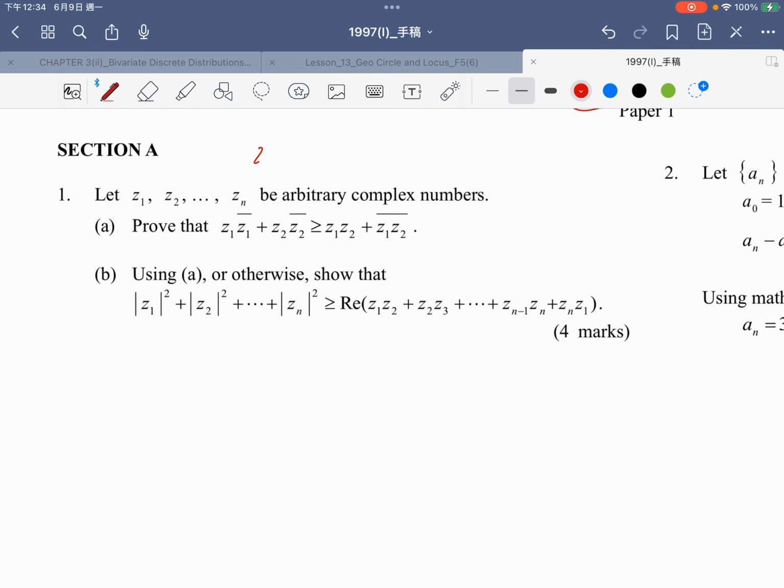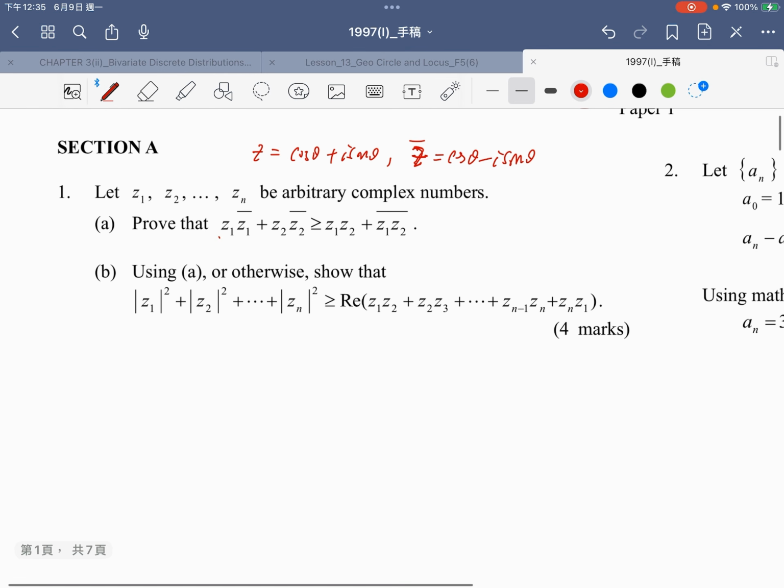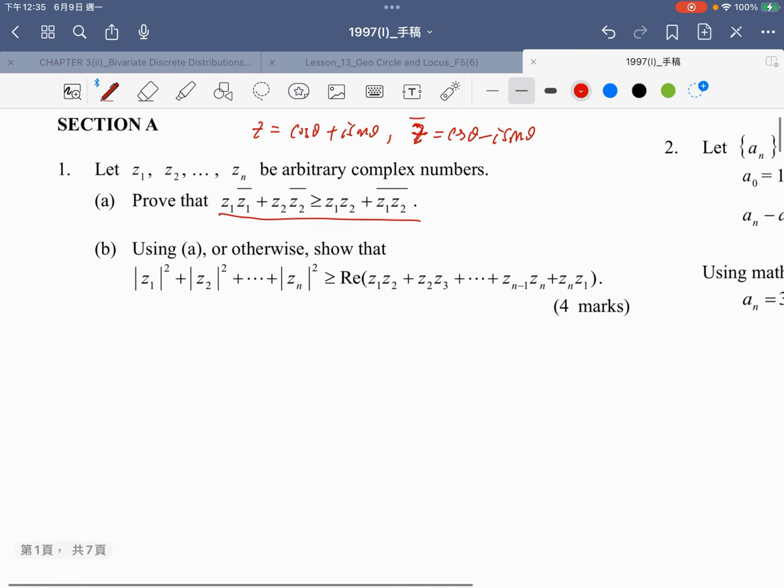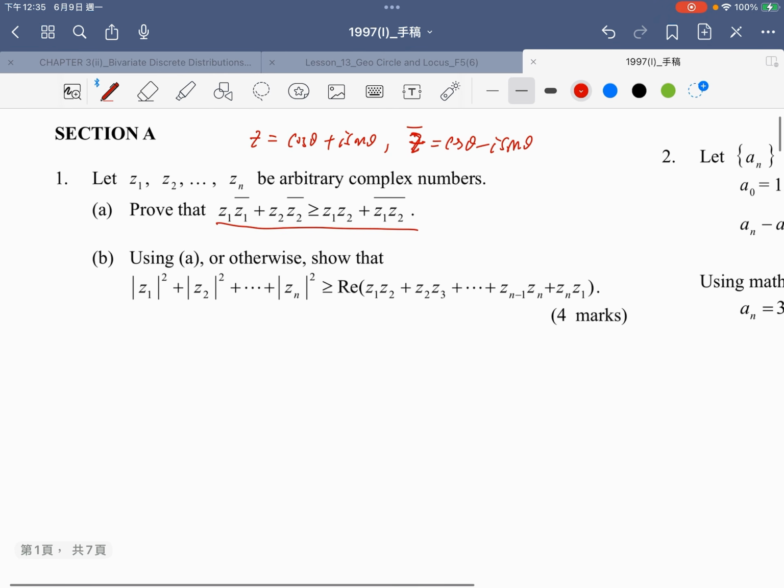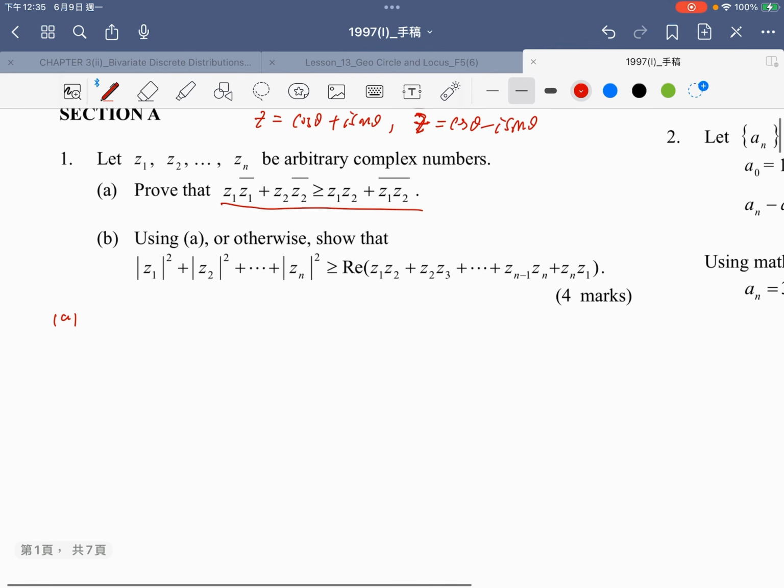And if Z is equal to cosine theta plus i sine theta, then the conjugate is equal to cosine theta minus i sine theta. That is the definition of conjugate. For this one, I try to prove it by using the converse, from the result to the beginning.